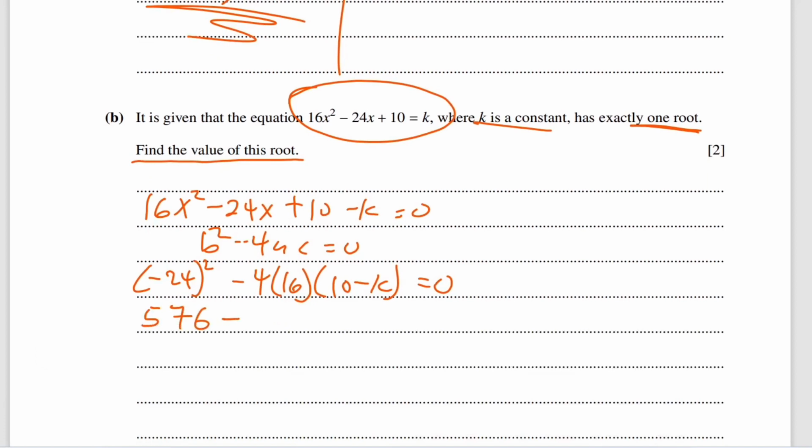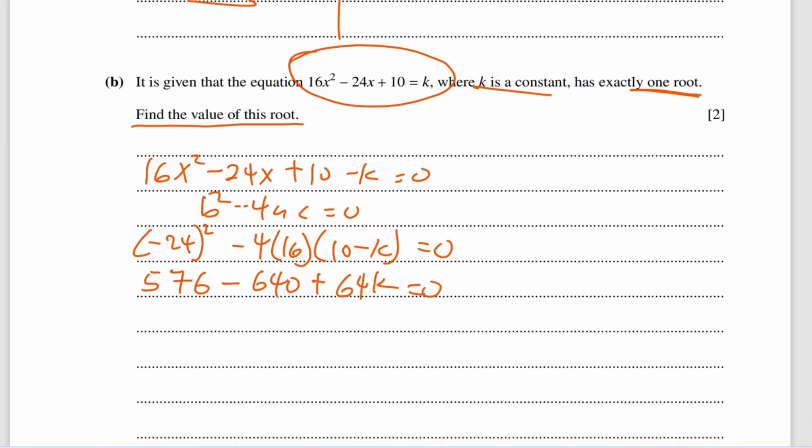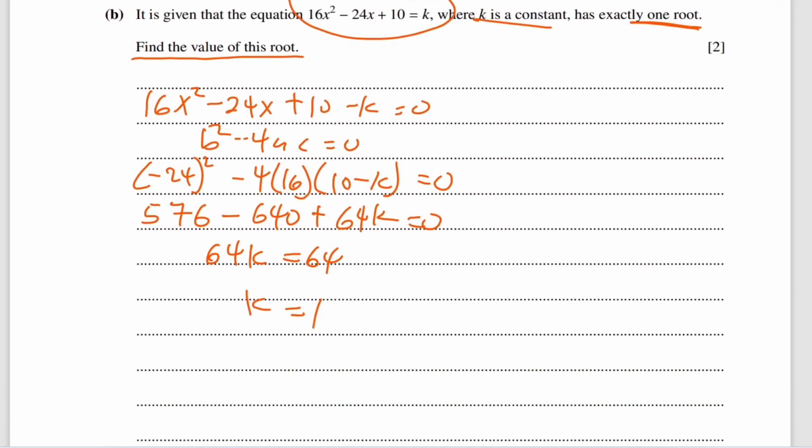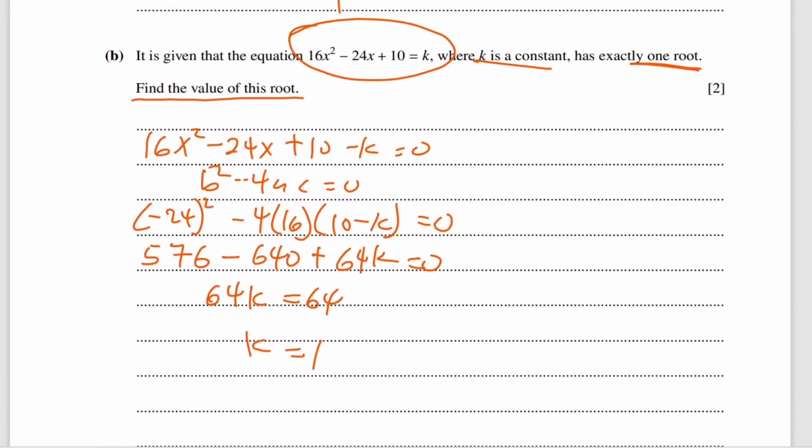Okay. And then this will give you 576 minus 640 plus 64k is equal to 0. And then this will mean that 64k is equal to 64. So k is equal to 1. So you found the value of k. All right, but the question isn't really about finding the value of k. They wanted the root, the x component at where it occurs. So if you know the value of k, you can put k there to solve for x, and you're good to go.